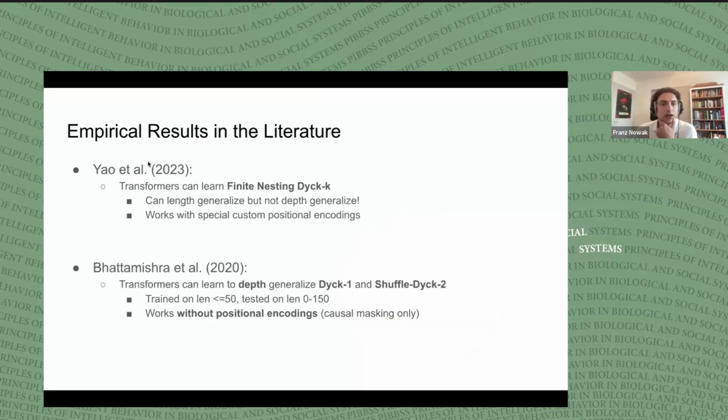Then there was a study in 2023 that showed that for multiple types of parentheses, as long as it's finite nesting depth, transformers can also learn them, but they can't generalize to deeper nesting depths. They can only generalize to longer sequences. And for this, they define some custom positional encodings, which aren't really used in reality. So it's a bit out there. But these are the main results that have been known.